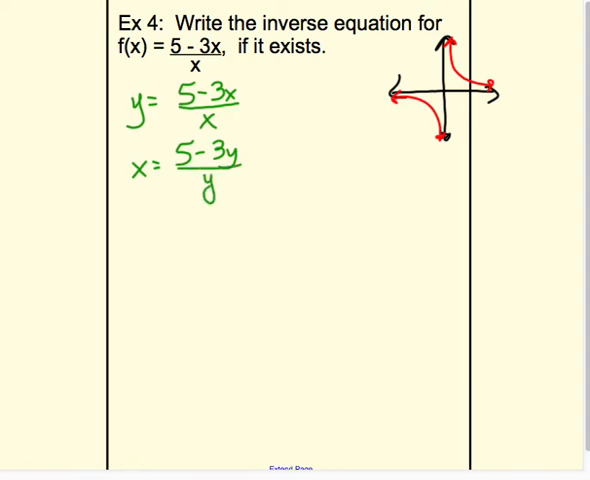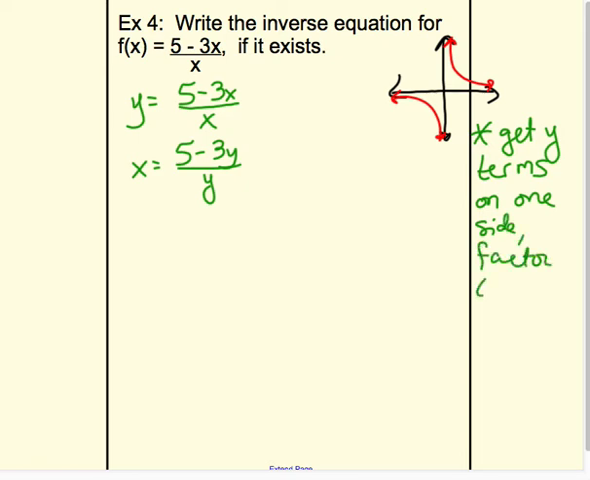Now we need to solve for y. The problem is we have 2 y's. So what we need to do, and write this down, if you end up with 2 y's, you need to get your y terms on one side, and then you're going to factor out y. Well, first, before that, I need to get y out of the denominator. So I'm going to multiply both sides by y.